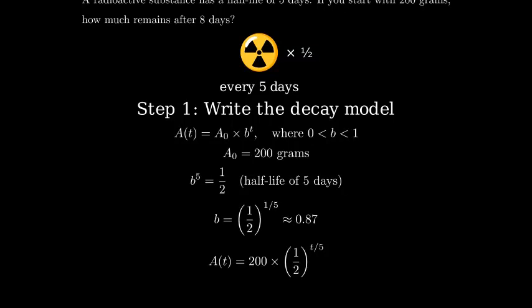Step 2. Compute a of 8. Now, we can substitute t equals 8 days into our model. A of 8 equals 200 times 1/2 to the power of 8 over 5. This can be rewritten as 200 times 2 to the power of negative 8 over 5. Numerically, 2 to the power of negative 8 over 5 is approximately 0.33. So a of 8 is approximately 200 times 0.33, which equals 66 grams. Therefore, after 8 days, about 66 grams of the substance remain.